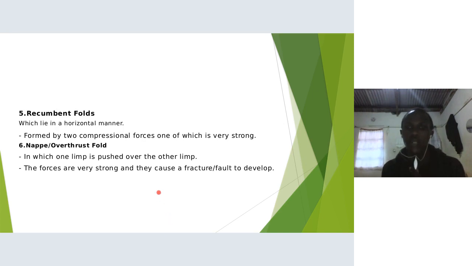Having said so, let's look at the fifth one, which is the recumbent fold. It lies in a horizontal manner. It is formed by two compressional forces, one of which is very strong. Our sixth one is nappe, or rather overthrust fold. This is a fold in which one limb is pushed over the other limb. The forces are very strong and they can cause fractures to develop.